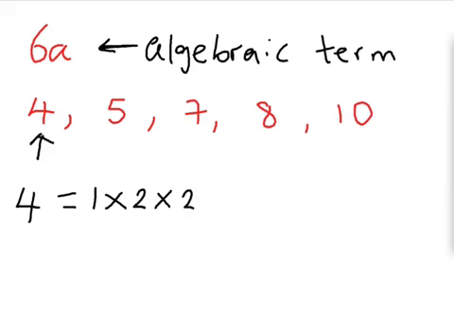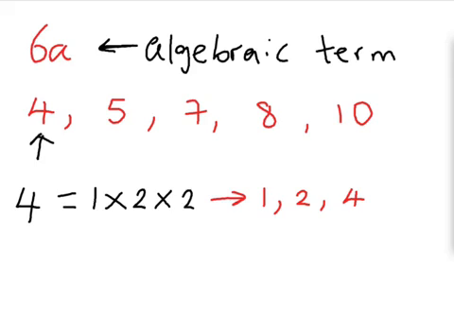Now, if we are asked to convert the factors of 4 into separate numbers, just list the factors of 4. I can list the factors of 4 as 1, 2, I can also add 4 to it. 4. So the factors of 4 are 1, 2, and 4.